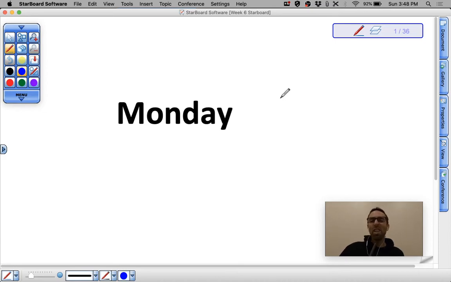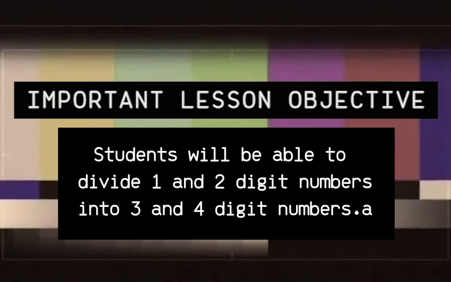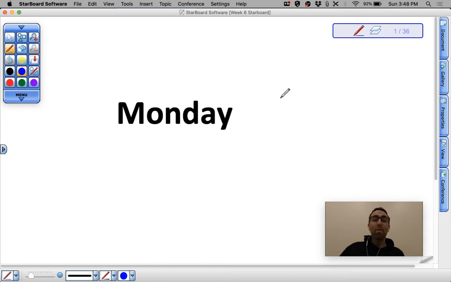Before we get started today, a little magic trick for you. I want you to think of a number between 1 and a million. We interrupt this lesson for today's important lesson objective. Obviously, your number is 576,342. Not bad, huh?